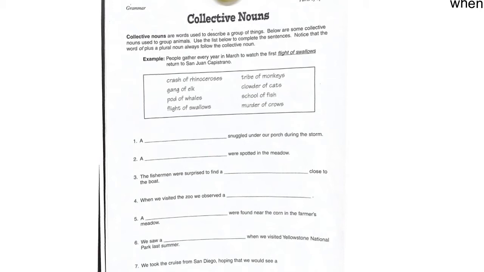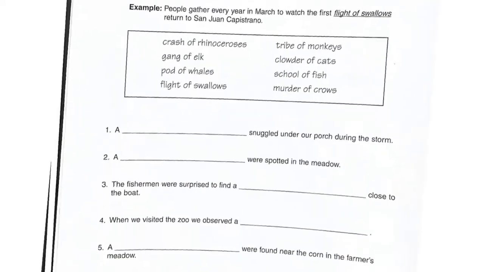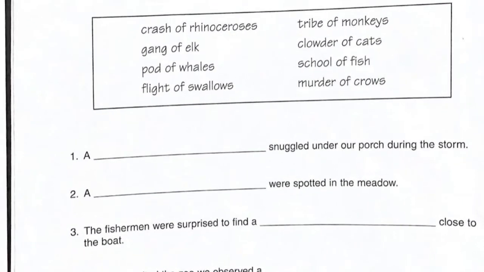A clowder of cats. Now, cats could go under a porch. A school of fish? No, not under a porch. And a murder of crows. You might have a murder of crows, but I think a clowder of cats would be your best bet. So what I'm going to do is make this a little bigger for me because I've got to write. So I would write on here a clowder of cats.